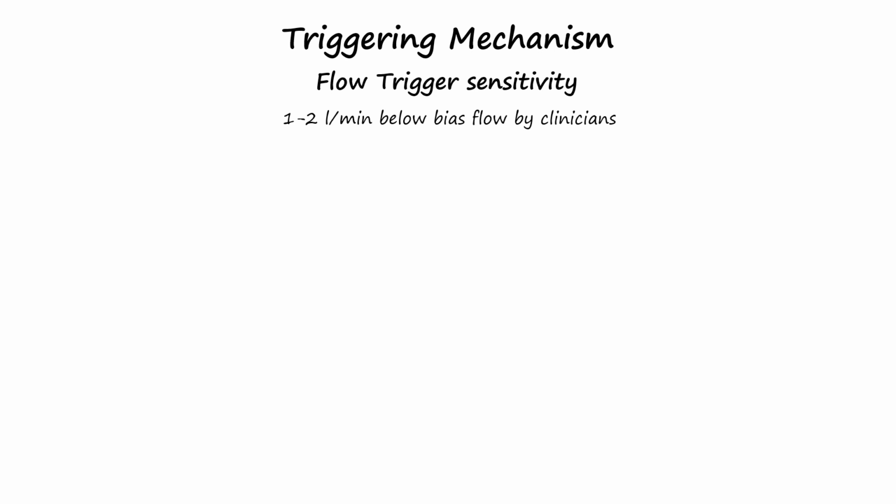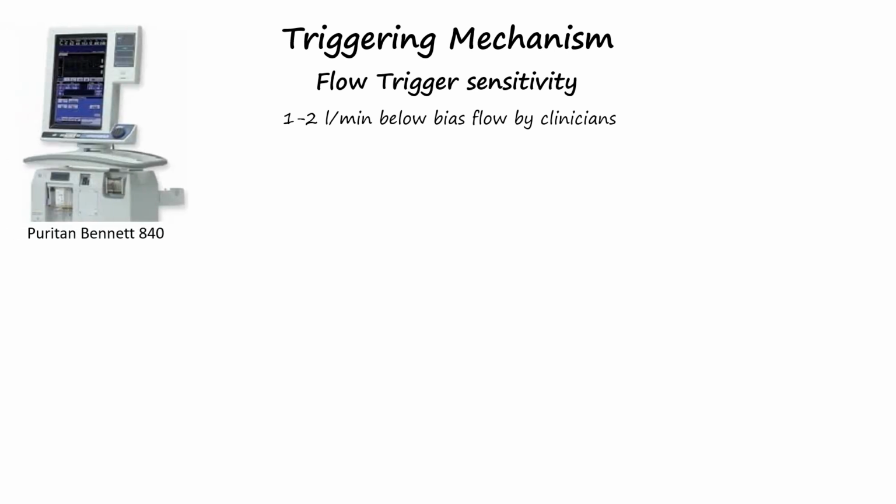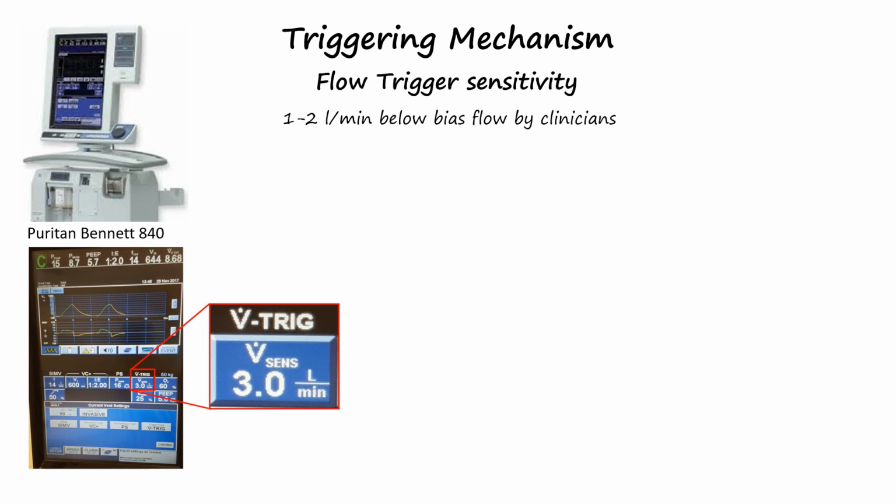It makes sense that the trigger be set in liters per minute as we are measuring the flow, but ventilators use different ways to set triggering. For instance, the Puritan Bennett 840 allows the user to set a flow trigger directly in liters per minute. In the example provided, the trigger is set to 3 liters per minute. Therefore, in Puritan-Bennett models, setting a lower flow trigger value, such as 1 to 2 liters per minute, represents an increase in sensitivity, meaning a lower flow is required to trigger a mechanical breath.